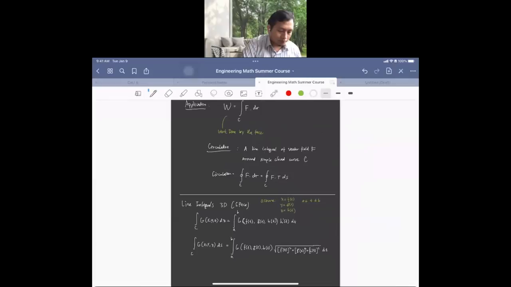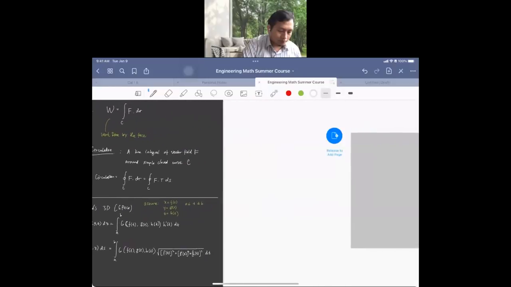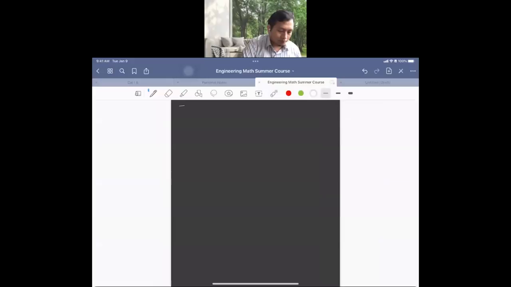The next section on vector calculus for our course is independence of the path. Okay. We call this independence of the path. Let me write here.